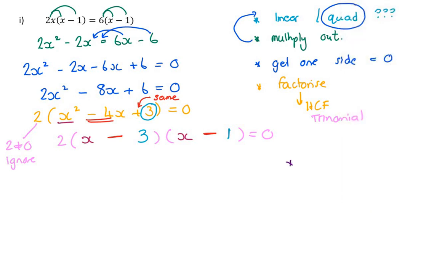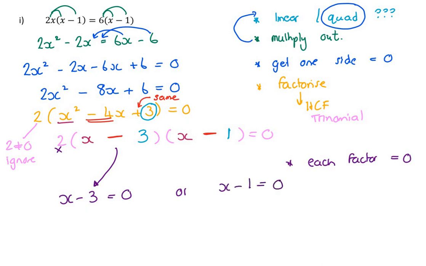And so my last step is that each factor could equal 0. Now 2 can't equal 0, so I'm going to completely ignore it. If it was a letter like the previous example, then I wouldn't ignore it, but it's not. So actually x could equal 3, or x could equal 1.